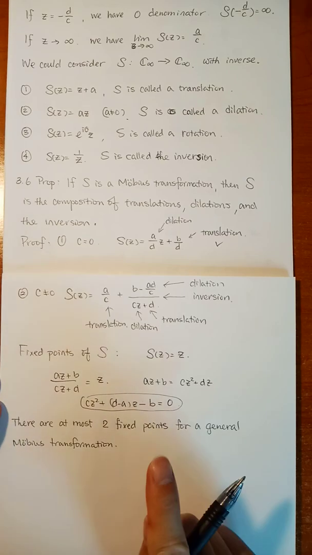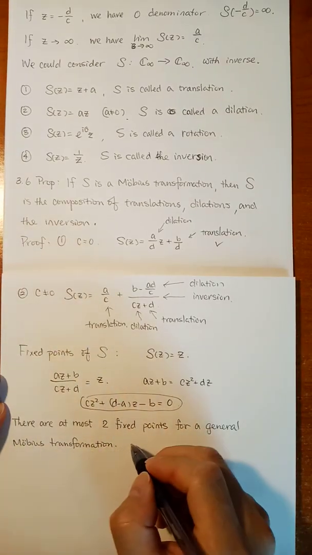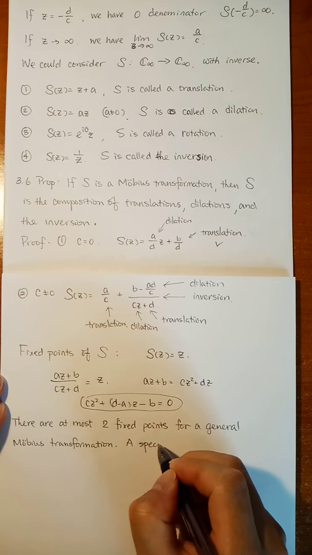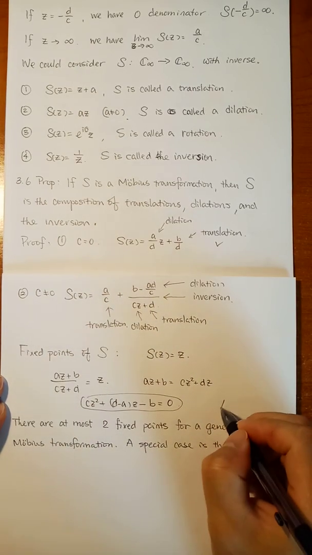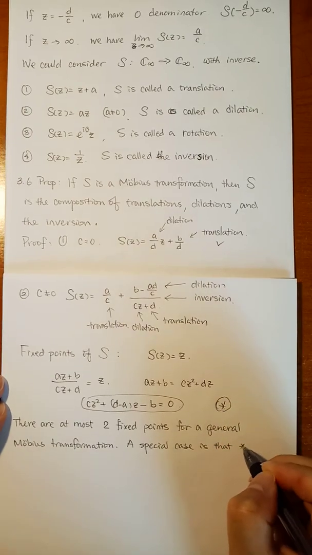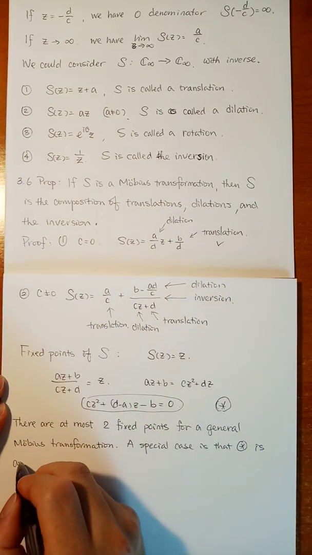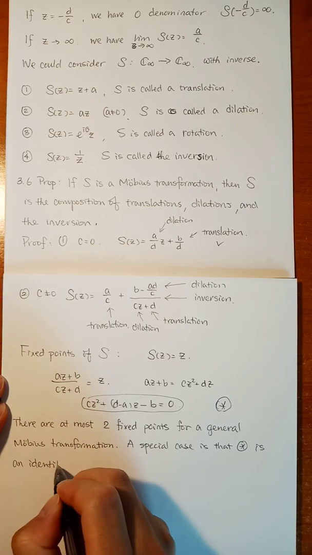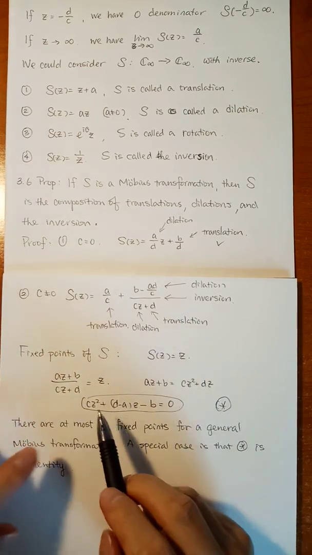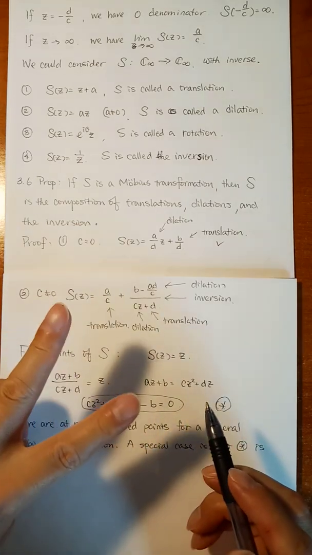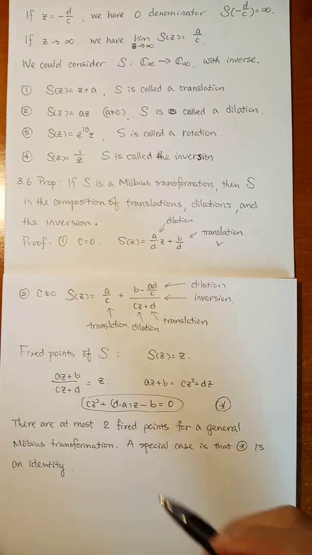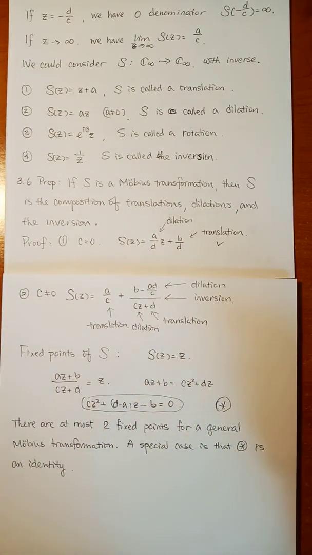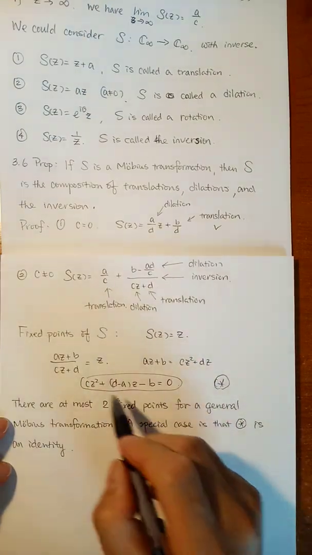But there's one special case: this is an identity. You see, if this is a quadratic equation, there are two fixed points. If it's a linear equation, one fixed point. If it's an identity, infinitely many fixed points. Right? I say for the general Mobius, what is a special case and what is identity?